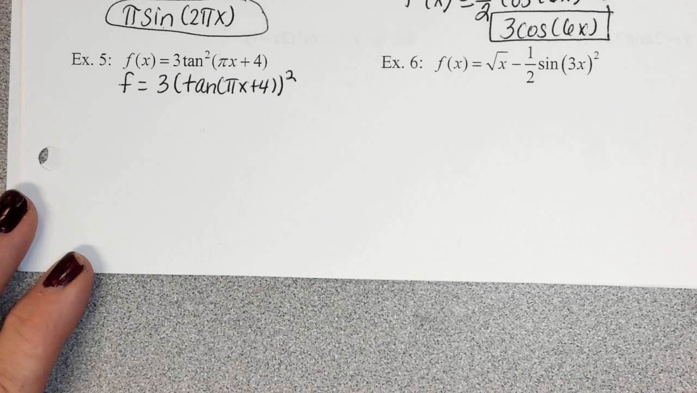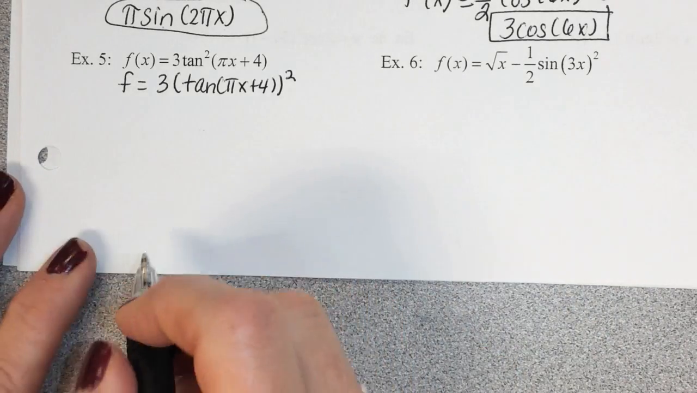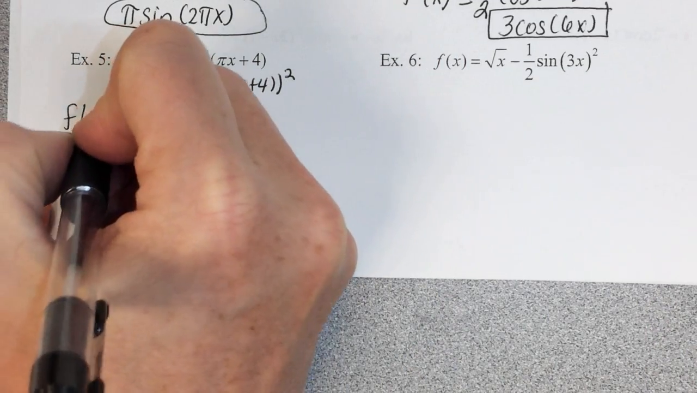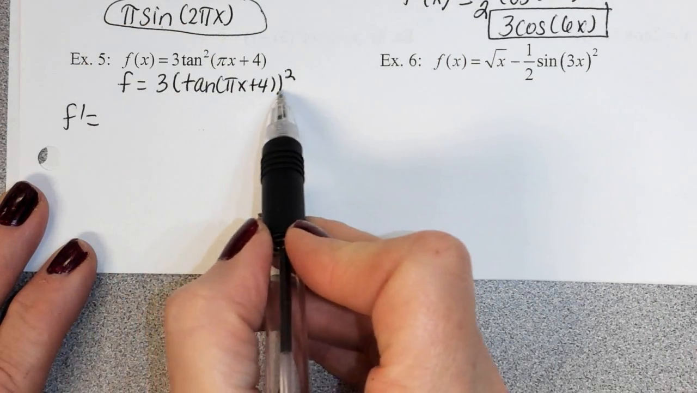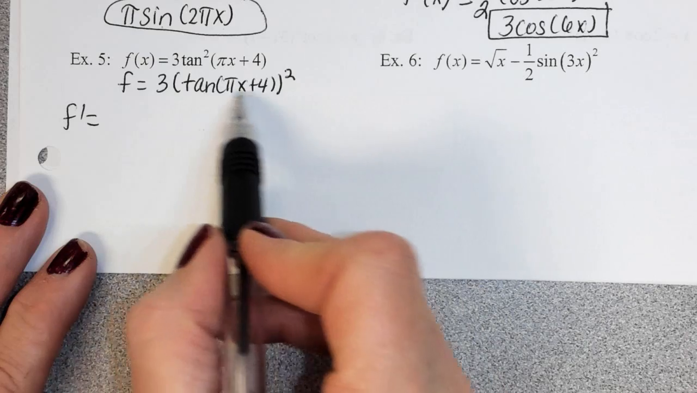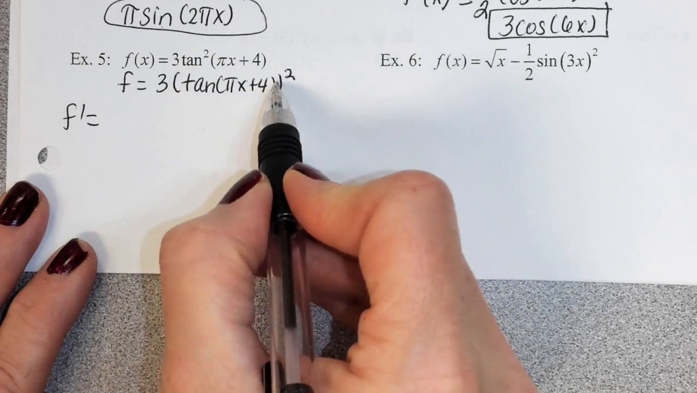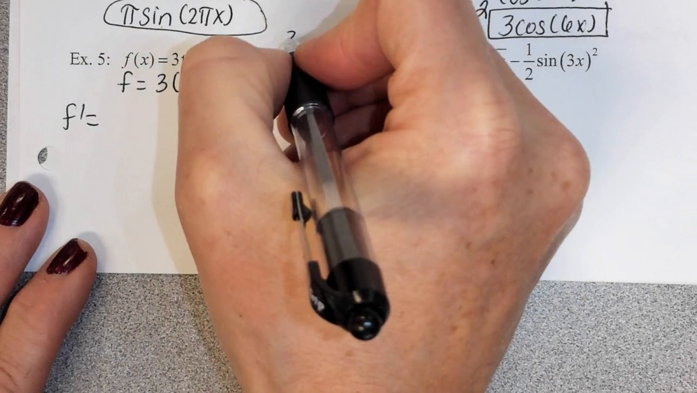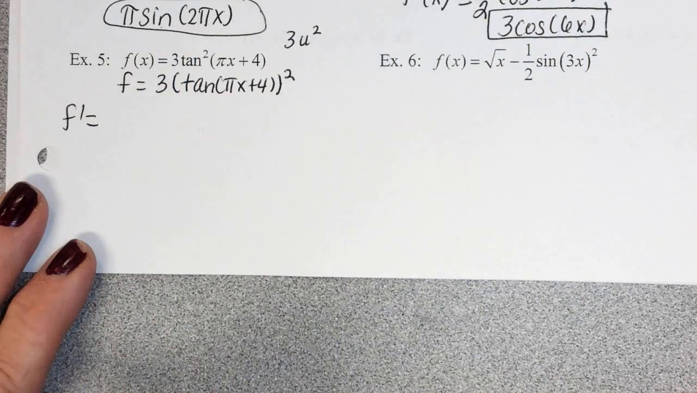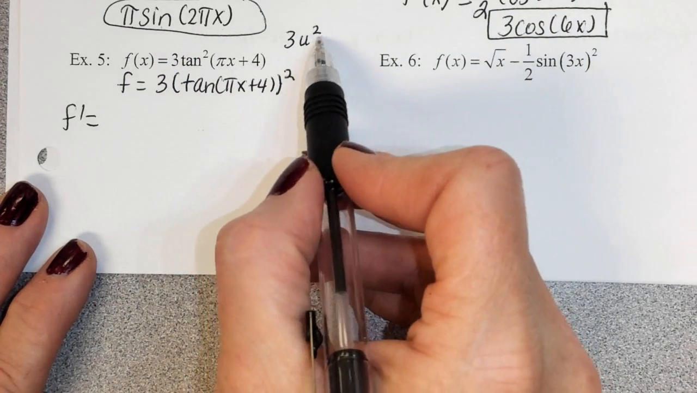So we have to think now, what are we going to do first? We're undoing this function. When we use the chain rule, we start on the outermost parenthesis, and that's our u. So from here to here, all of that is just u. So it's 3u squared. Matthew, what's the derivative of 3u squared?